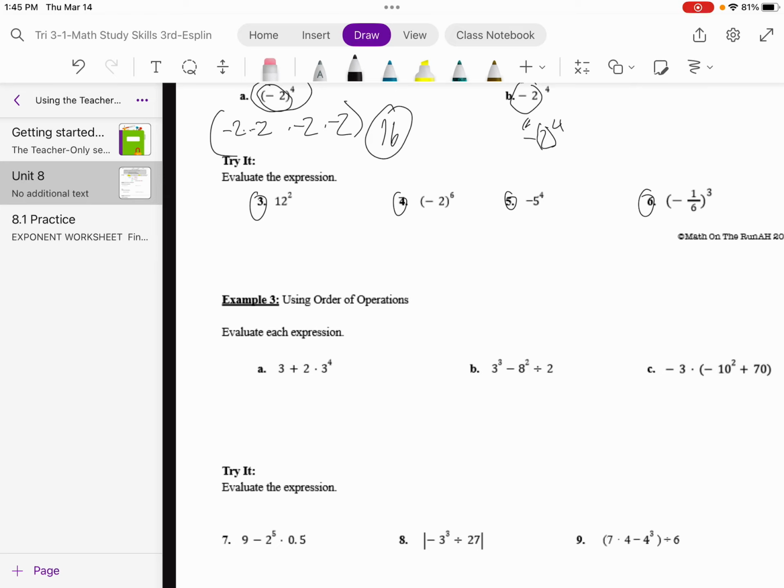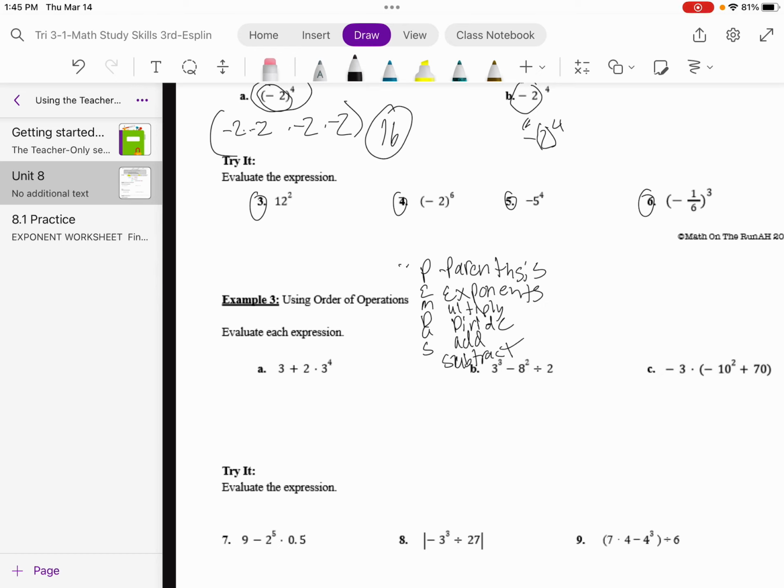Okay, example 3. It says use the order of operations, which is PEMDAS. First is parentheses. Second is exponents. Third is multiply. Then divide. And then add and subtract. So we do this in order.